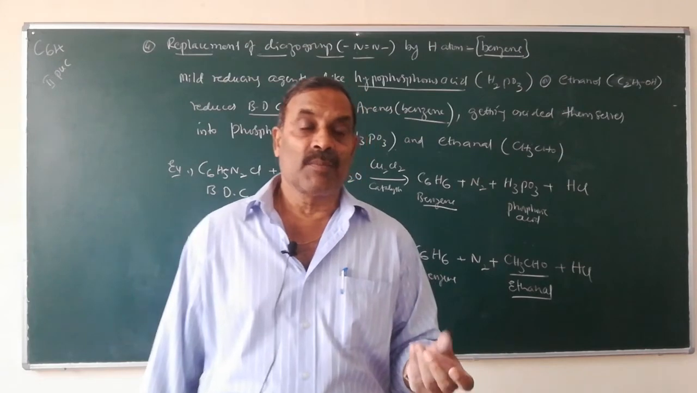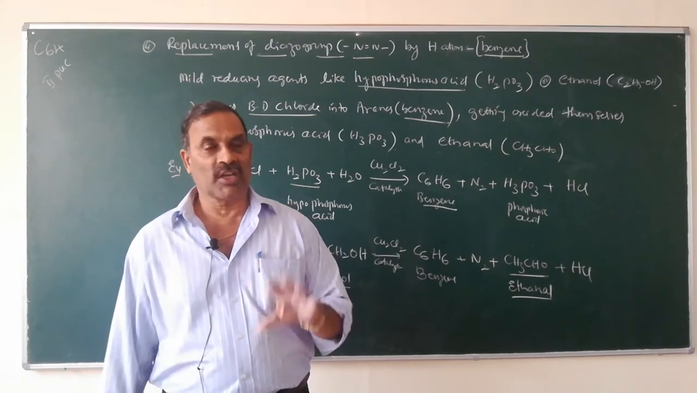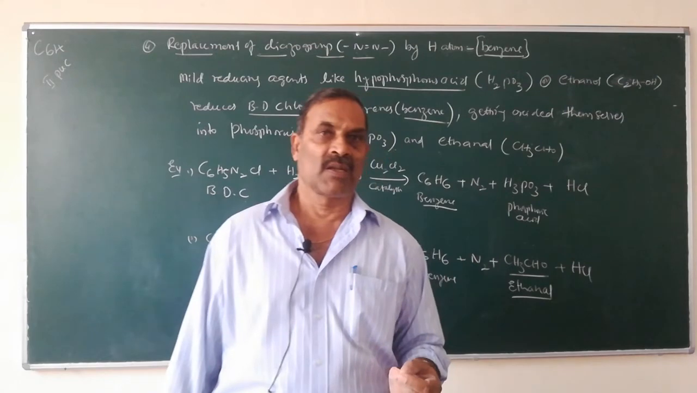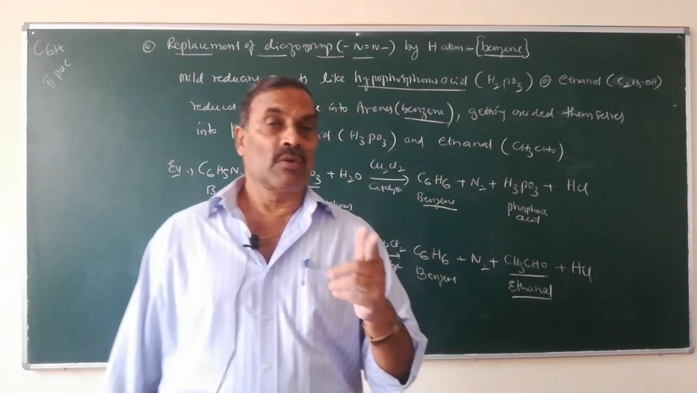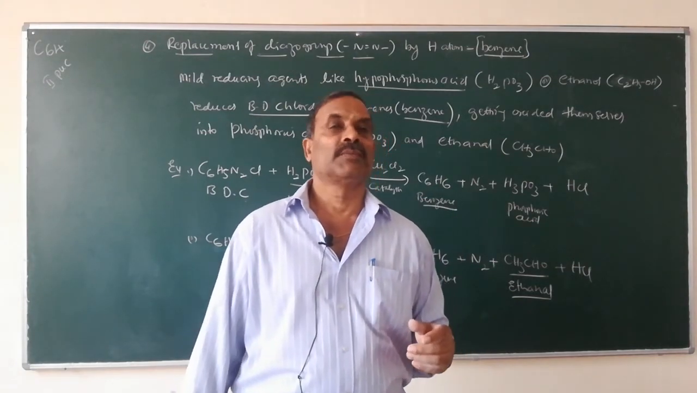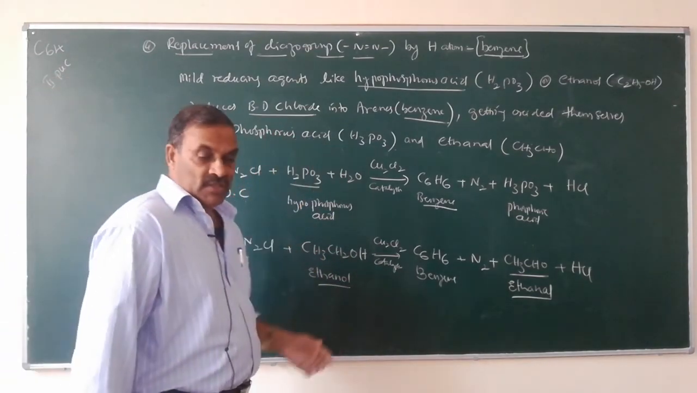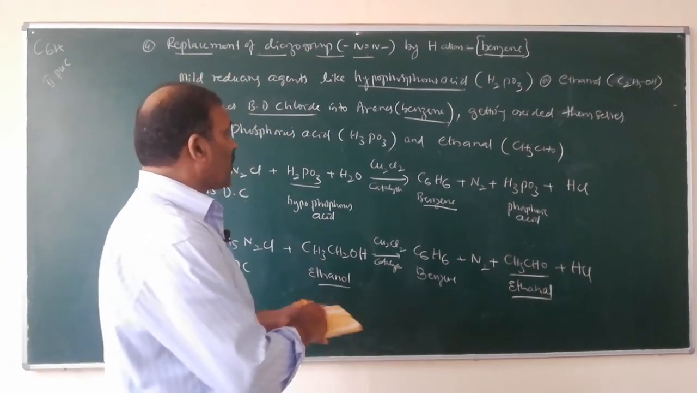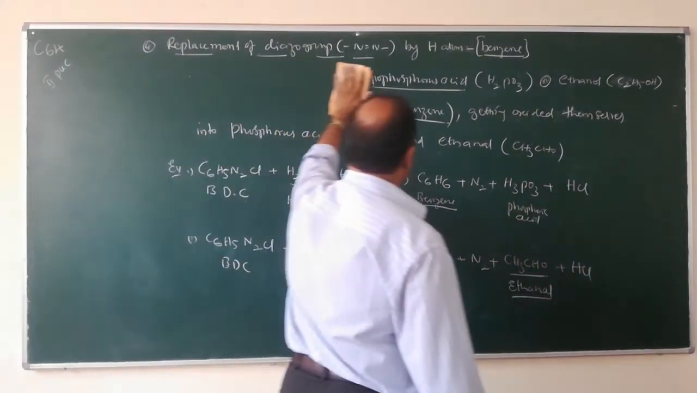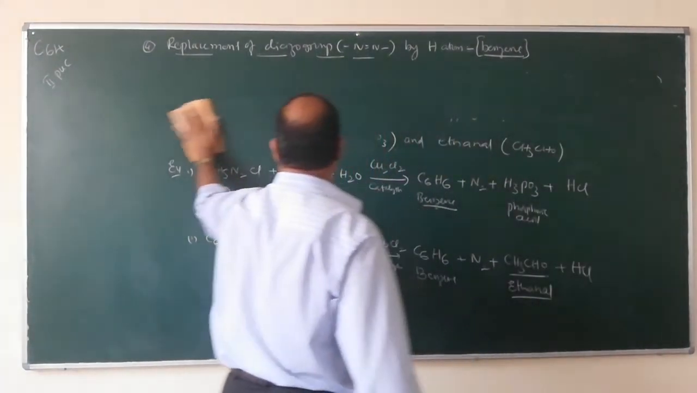So mild reducing agents like hypophosphorus acid or ethyl alcohol reduce benzene diazonium chloride into benzene. The diazo group has been replaced by a hydrogen atom, and these reducing agents get oxidized themselves, forming phosphorous acid and acetaldehyde or ethanol.